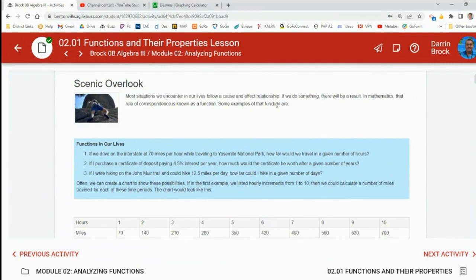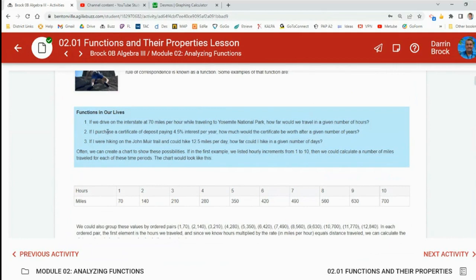It'll tell you basically for this lesson, most situations we encounter in our lives follow a cause and effect relationship. If we do something, there'll be a result. In mathematics, that rule is known as a function. So when you put something into a function, the function changes it and it comes out different. Functions in our lives: if we drive on the interstate at 70 miles an hour while traveling to Yosemite National Park, how far would we travel in a given number of hours? That would be a function.